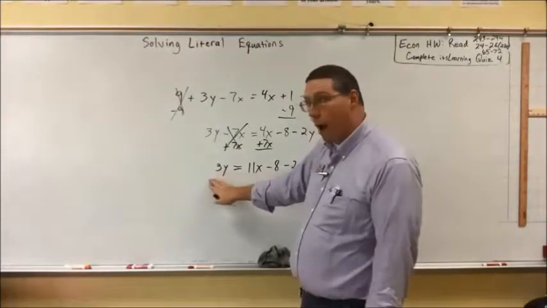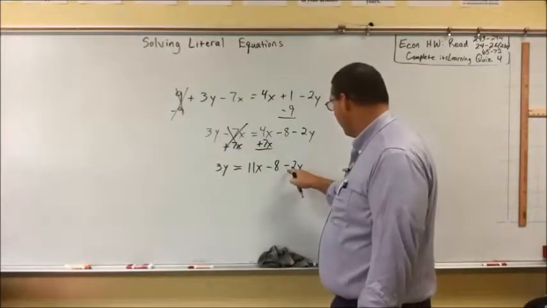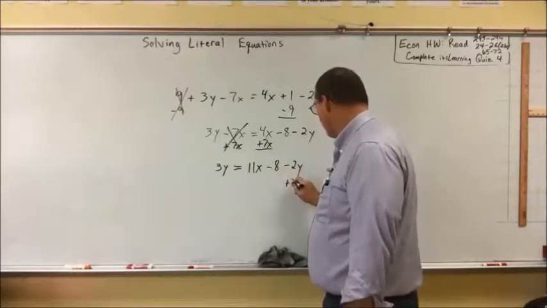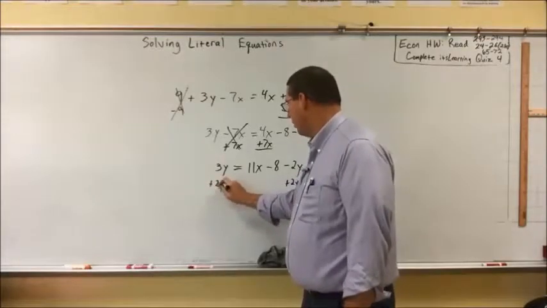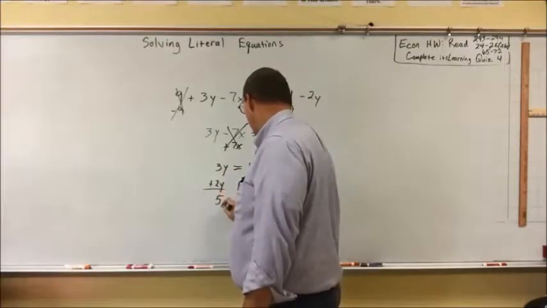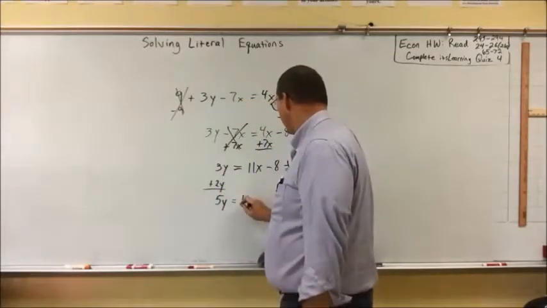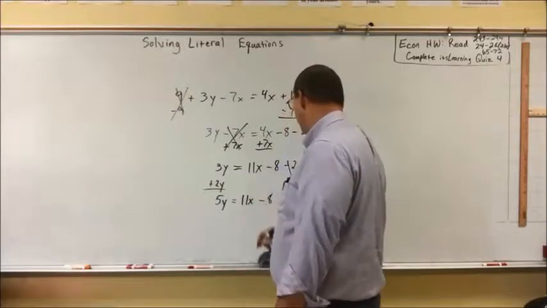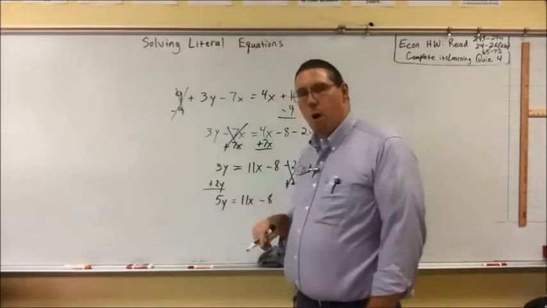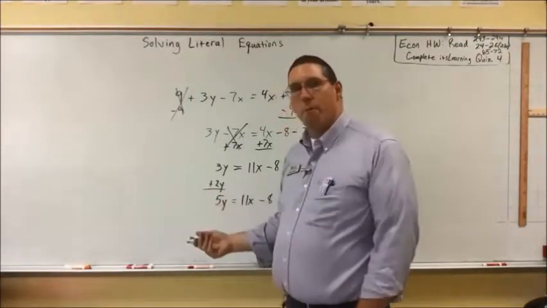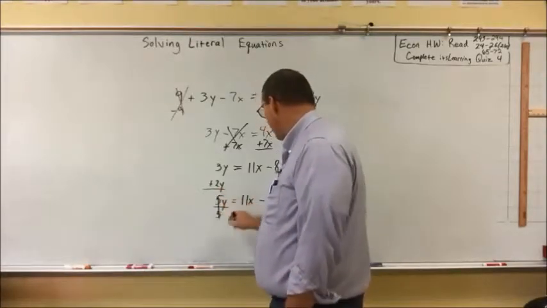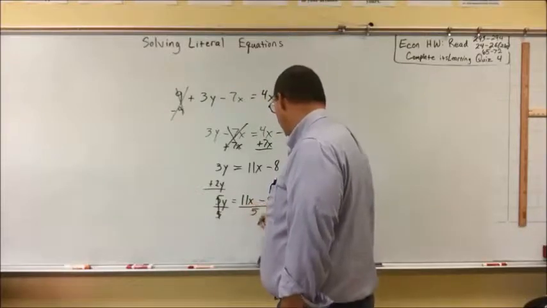Now I need all the y's on one side, so the x's are on the right. Let's put the y's on the left. So I want to get rid of this negative 2y, so I'm going to use an additive inverse. The additive inverse of minus 2y is plus 2y, so I'm going to put plus 2y on this side. Cancel. 3y plus 2y is 5y. Carry down the equal sign, bring down the 11x, and minus 8. We're almost done. Now I got to get rid of the 5 in front of the y. It's 5 times y, so I'm going to use a multiplicative inverse, and I'm going to divide by 5. That'll cancel here, and over here I'm going to divide by 5. I'll just divide the whole thing by 5.